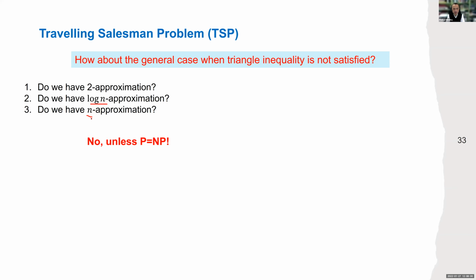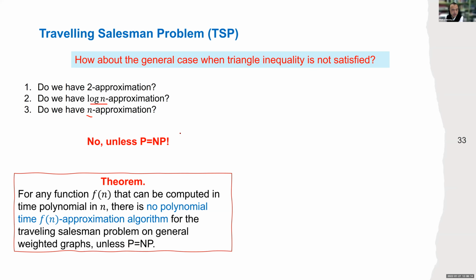Now, actually the answer is, well, you cannot do anything, unless P is equal to NP. Well, this is very strong, right? It's a very strong negative result. Okay, so let's see. Here is a theorem. The theorem says for any function f(n) that can be computed in polynomial time of n, there is no polynomial time f(n) approximation algorithm. So no matter what this f(n) is, as long as it is easy to compute, you cannot have this kind of approximation for TSP unless P is equal to NP.